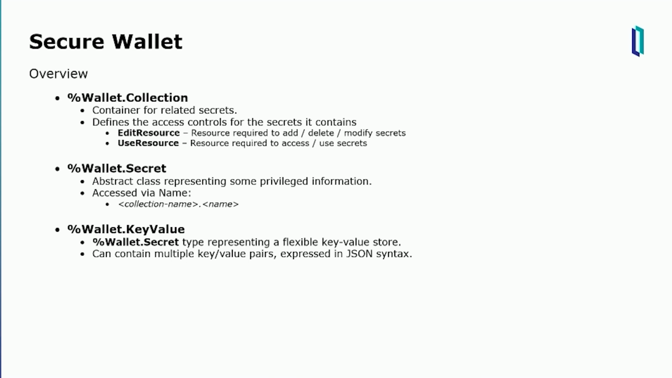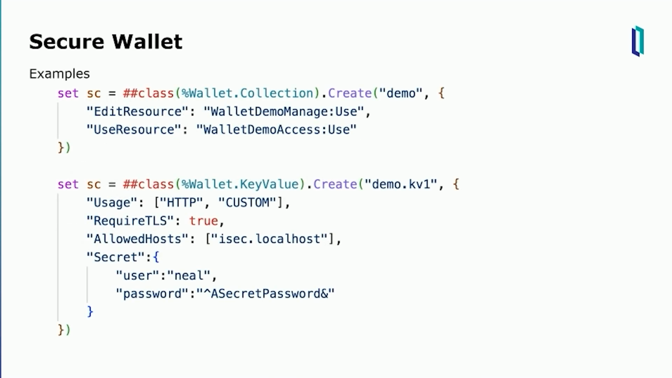So here's some example code. You can see how you'd create a collection. Again, the top line you see %wallet collection create. You specify the name and then your resources that you would use. So you see here wallet demo manage and wallet demo access. These are security resources in IRIS that need to exist before you create the collection. And you can specify the permission you want. It could be any of use, write, or read. They could be the same privilege if you wanted the same permission structure for creating, editing versus using. Once you have the collection, then you can create a secret.